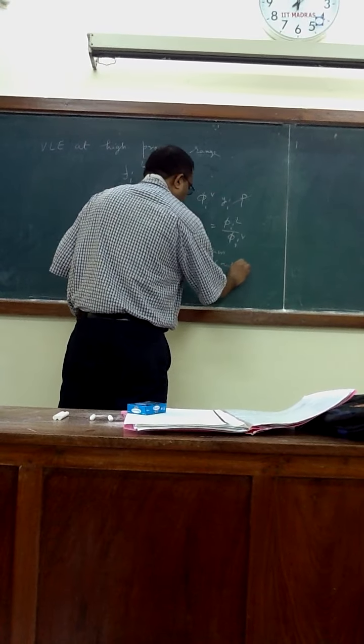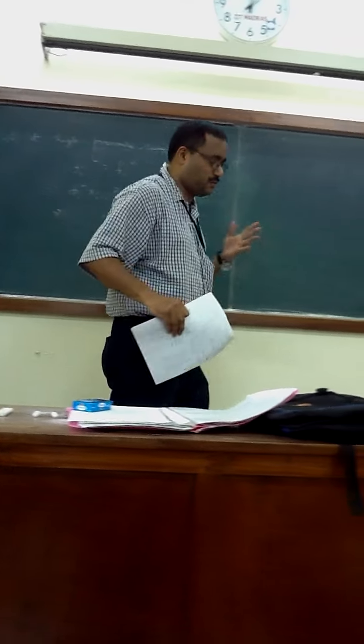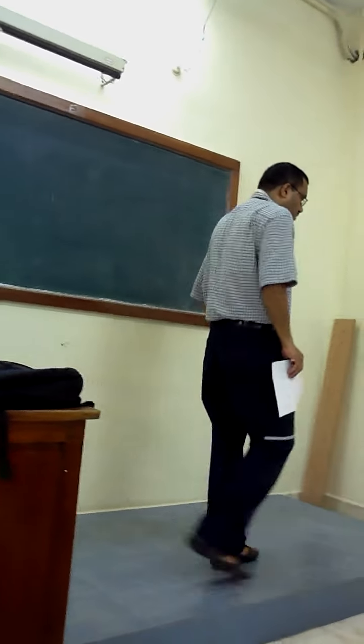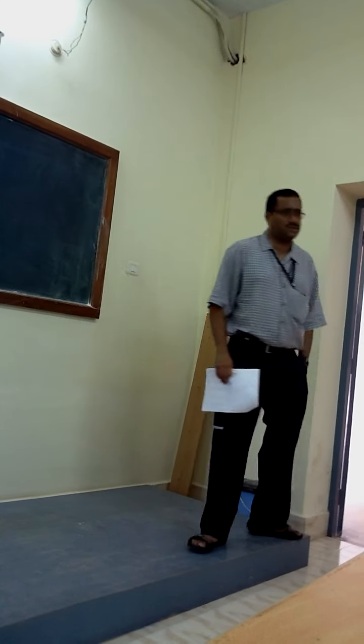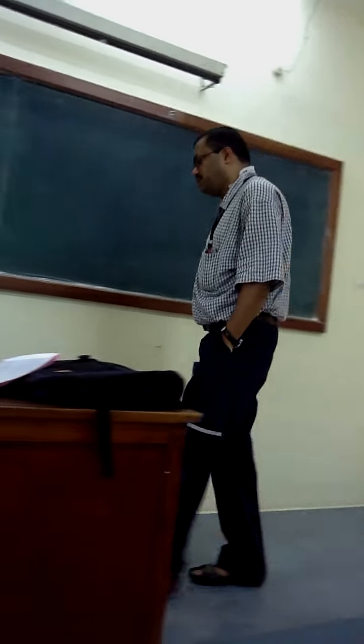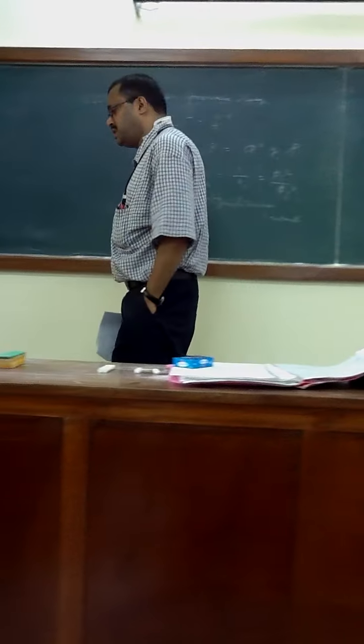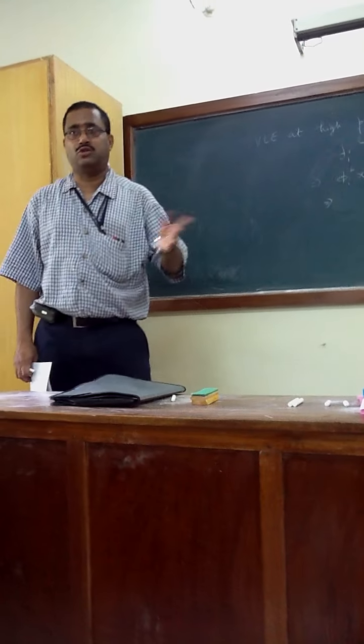So whatever problems we did earlier, the first set of problems we did for the ideal situation where Raoult's law is valid and the activity coefficient is equal to 1. Then we had different activity coefficient models. We did the PXY, and in fact, we have done the azeotrope plot also.